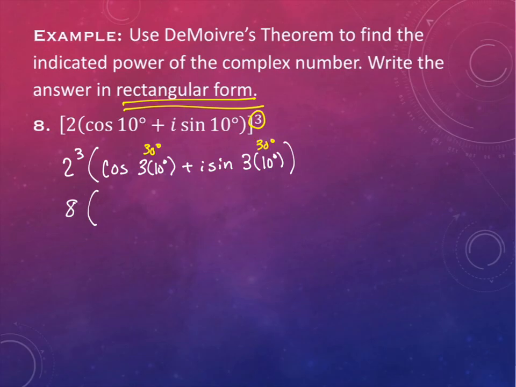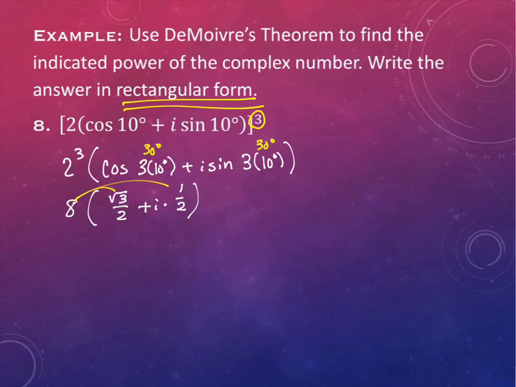So at 30 degrees, what is the cosine of 30 degrees? Good, it's square root 3 over 2. And what is the sine of 30 degrees? It's 1/2. Let me put a dot here. And then what we need to do next? We'll distribute by 8. Yeah, so we'll distribute the 8 through.